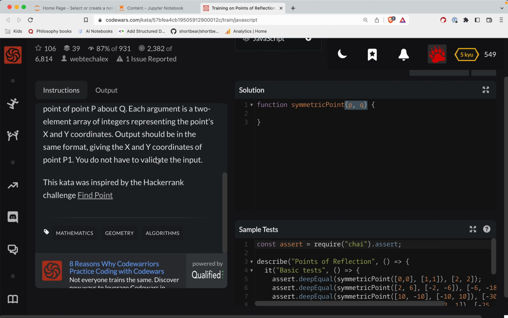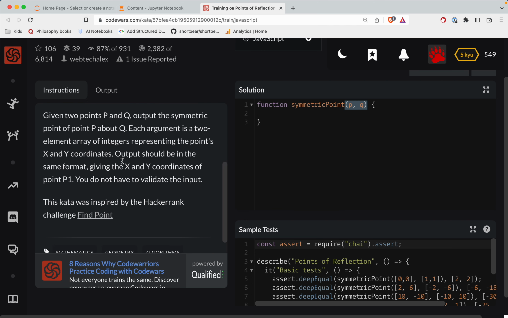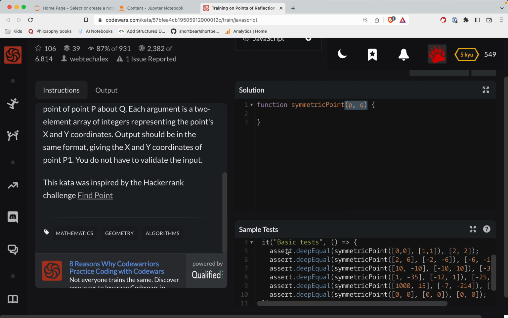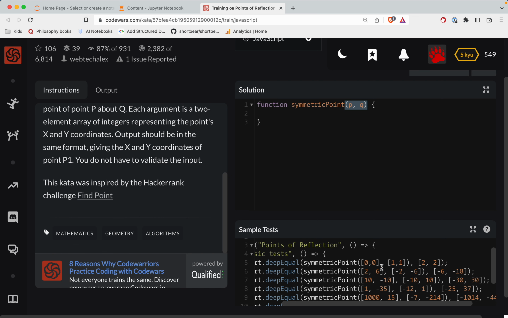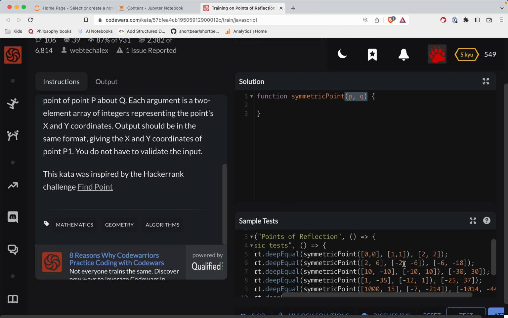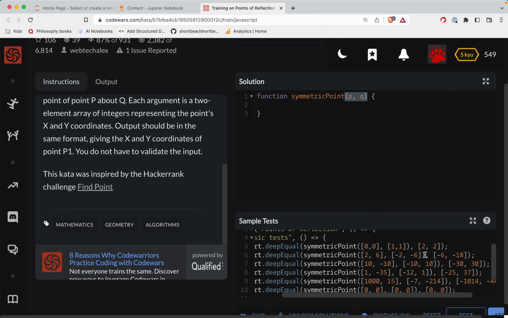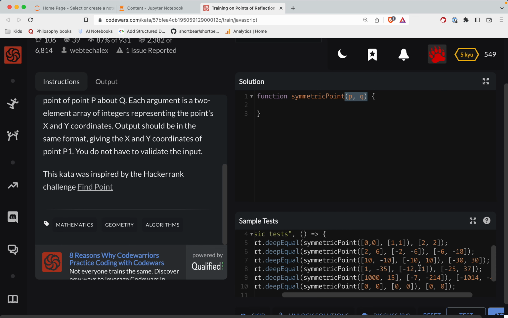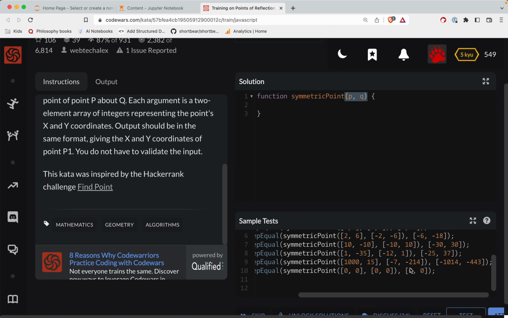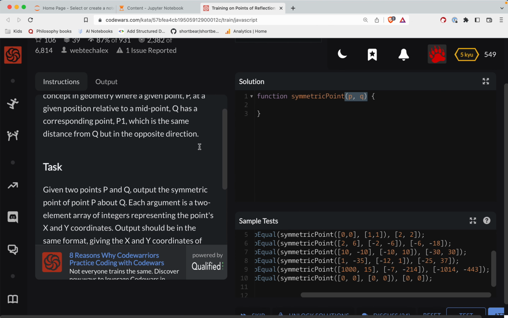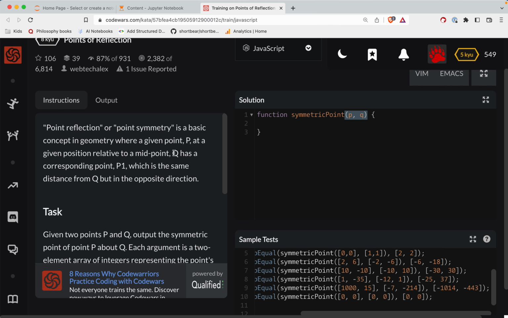I just need, give me some tests. Okay, let's look at the tests. Okay, so symmetric point 1 is 2, 2. Symmetric point there is -6. What are we trying to do here? Oh, I just need an easy challenge. Son of a gun. They're going to make me think about it. Okay.